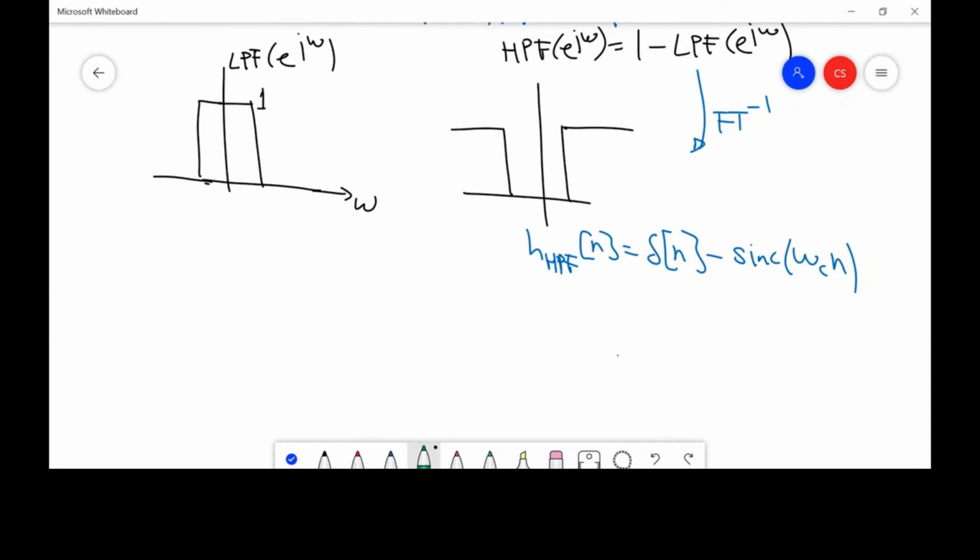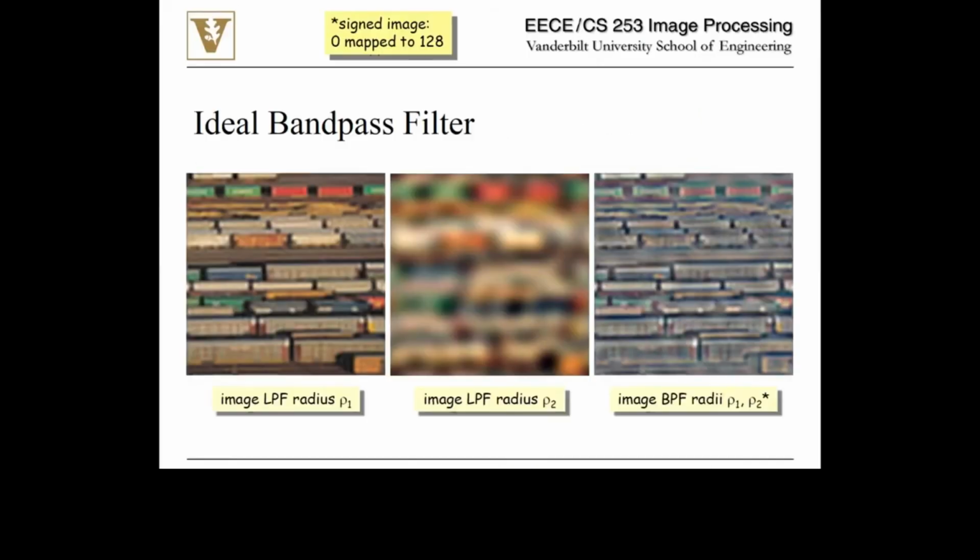The impulse response of a bandpass filter is the sinc of omega 1 minus the sinc of omega 2. So it is the subtraction of two sincs. All this is in one dimension. In two dimensions, you know, we have the jinc instead of the sinc.